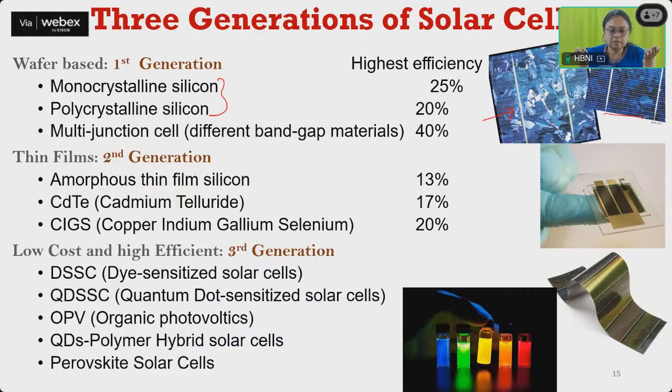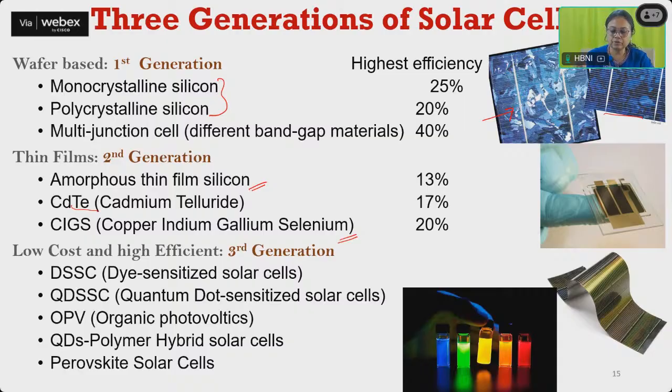Then came the second generation of solar cells. These were based on thin films. Why go to thin films? Because they are cheaper. You don't require a big single crystal silicon. So there are many advantages. But what semiconductors were used in this? Amorphous thin films of silicon were used. Then cadmium telluride, then copper indium gallium selenide, which is one of the highly used thin film semiconductors.